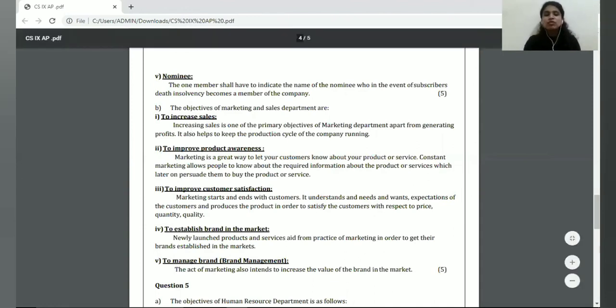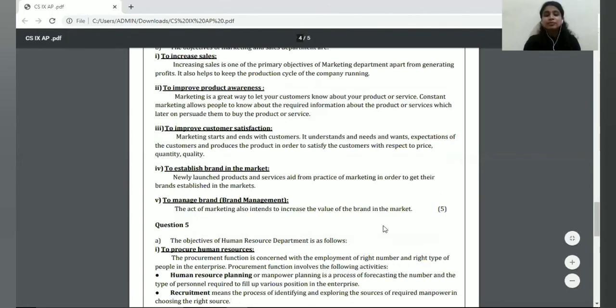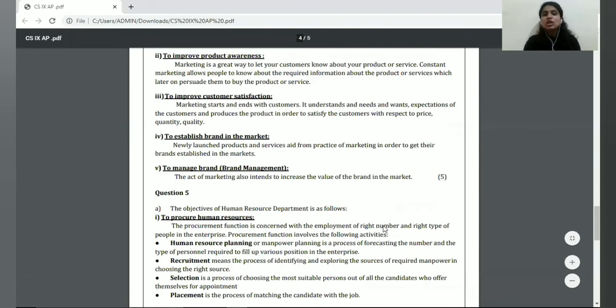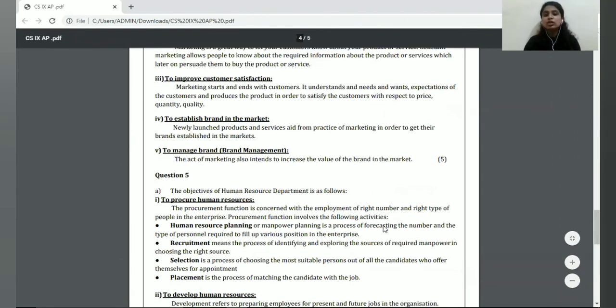Now moving to the last question under section A, that is question 5. Now students, question 5 was a 10-mark question, right? So the question asked was, what are the objectives of human resource department?